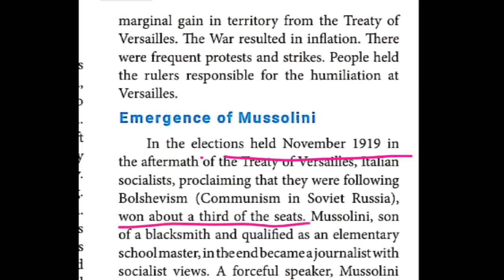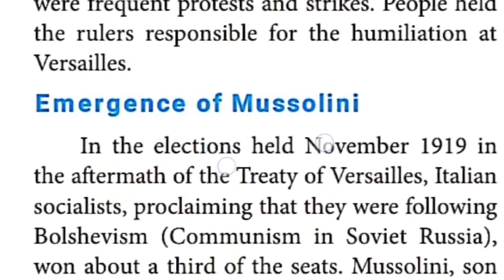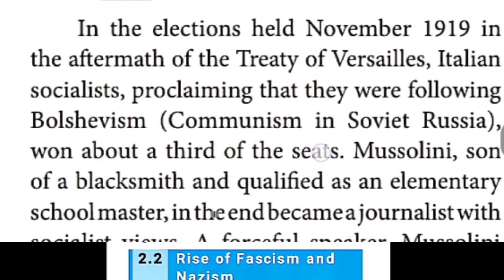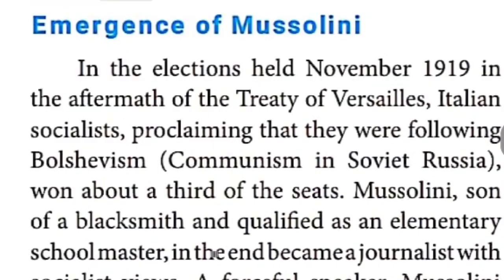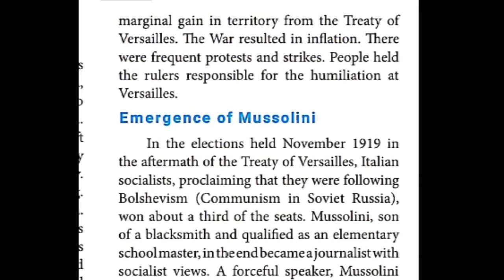Then Mussolini's life history is given, children. Mussolini was the son of a blacksmith, but he qualified as an elementary school teacher. In the end, he became a journalist. His newspaper was called Avanti.